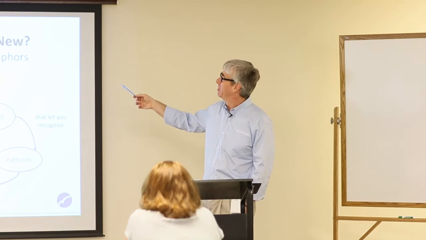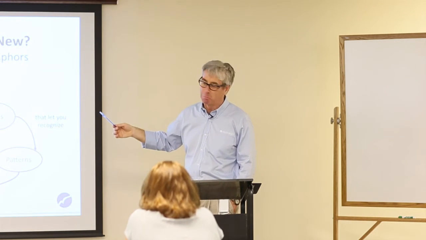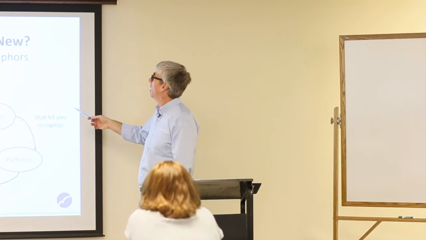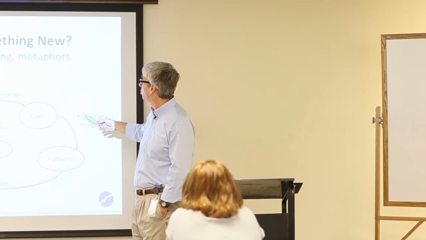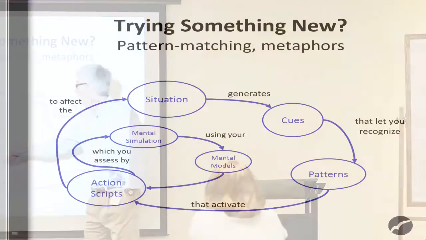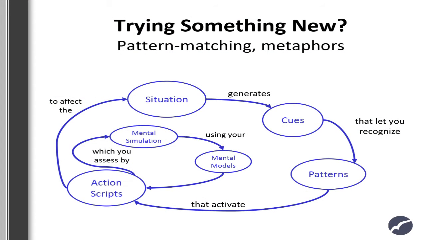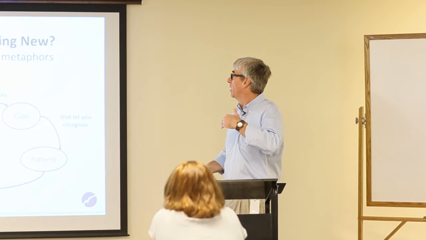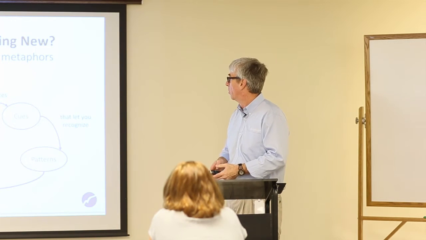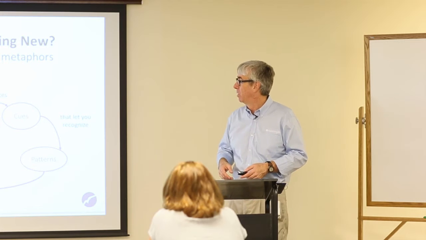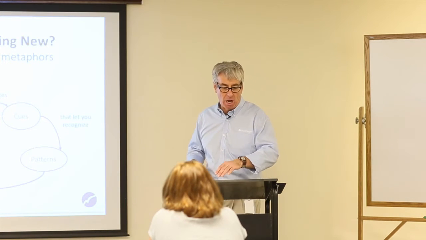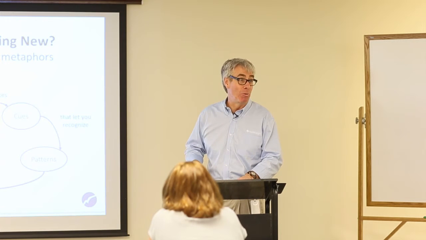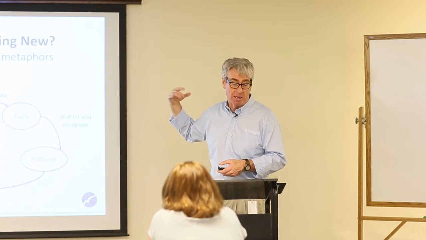Most of what we do is described by this model. This is called the recognition primed decision making model. Pattern matching. Most of what we do is use our prior experience, our mental models, to understand the cues in a situation. We match patterns and activate action. We're not inventing new solutions all the time. We're instantaneously responding to or reacting to the cues presented to us. And this works really well for us. Most of what we do is described by that pattern matching.